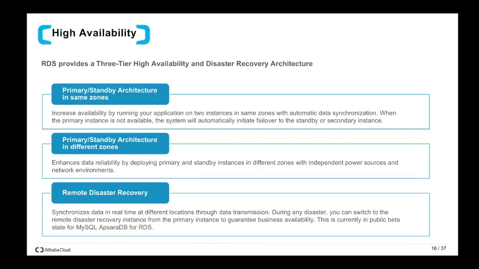Another layer is the primary standby architecture in different zones. Different zones means different data centers. It will enhance data reliability by deploying primary and standby instances in different zones with independent power sources and network environments. The third layer is remote disaster recovery.